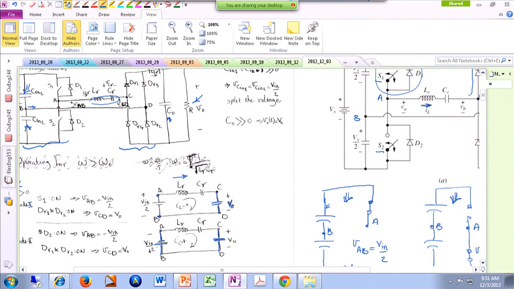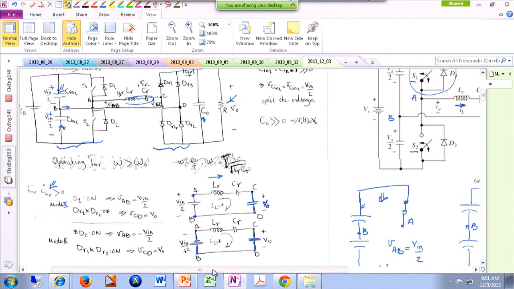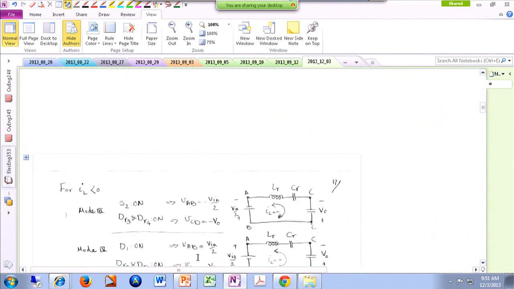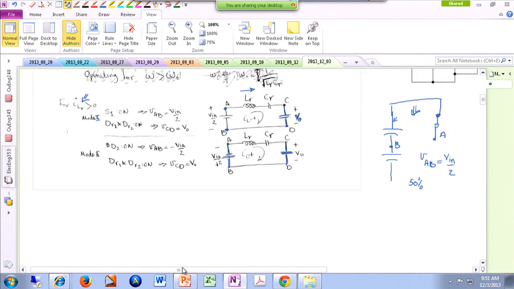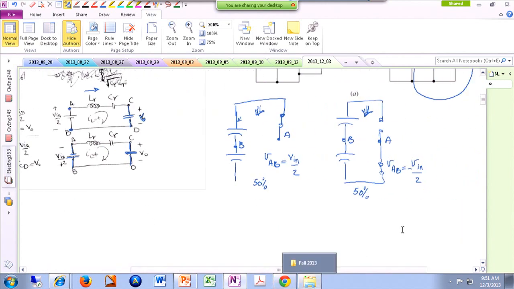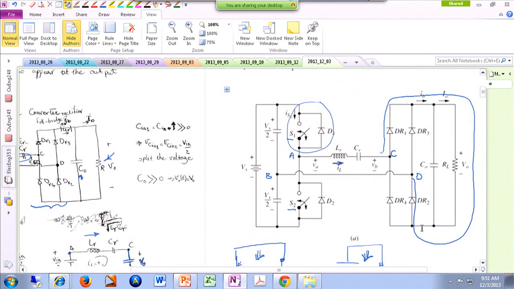Now the other two modes are created under the assumption that the output current is negative. Now if the output current is negative, what happens is that this diode is going to conduct through the load, something like this.